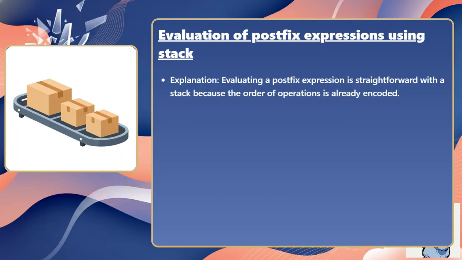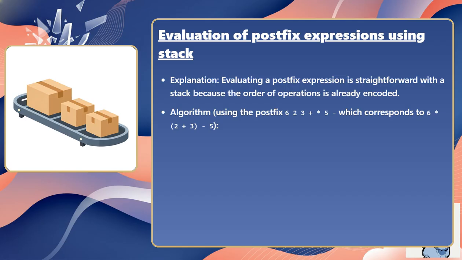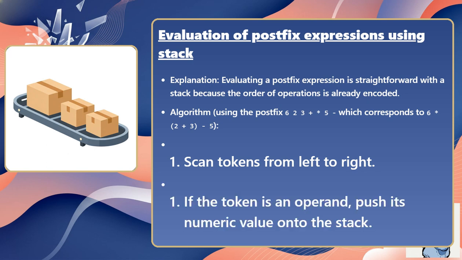Evaluating a postfix expression is straightforward with a stack, because the order of operations is already encoded. Algorithm using the postfix 6 2 3 plus times 5 minus, which corresponds to 6 times 2 plus 3 minus 5. Step 1. Scan tokens from left to right. Step 2. If the token is an operand, push its numeric value onto the stack. Step 3.